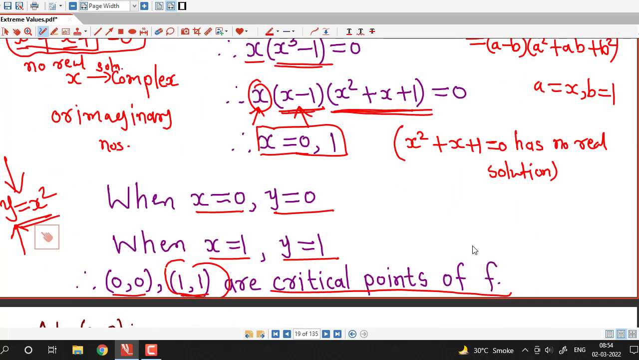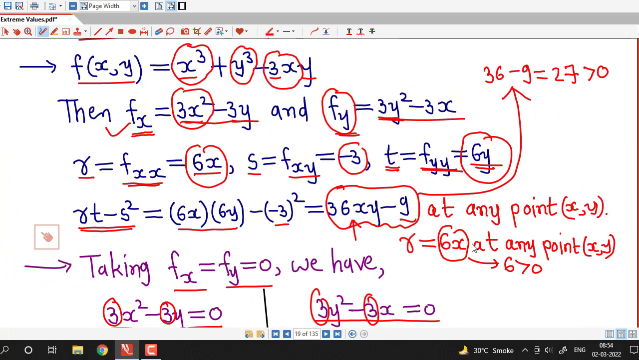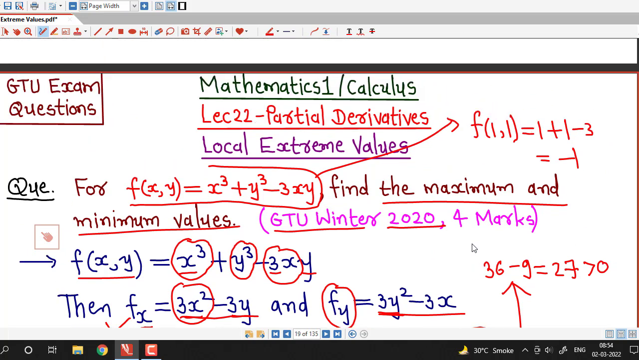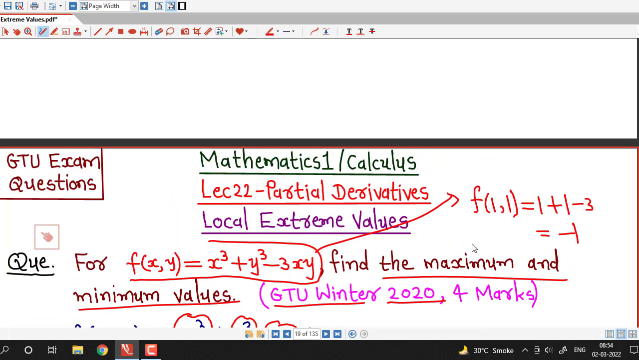So in this way we can easily decide the local maximum and local minimum of a given function using this second derivative test. So this is all about this session.